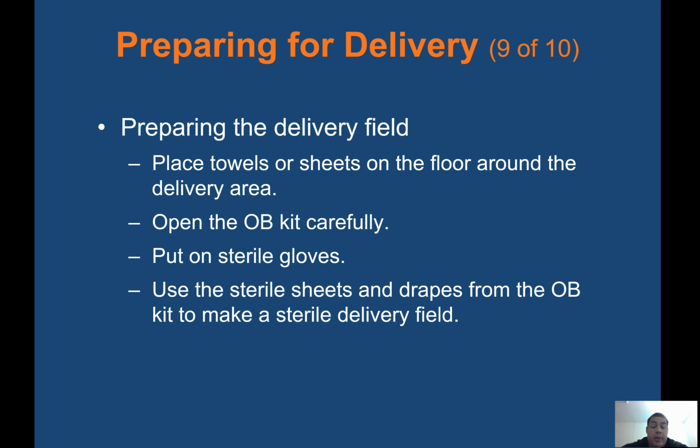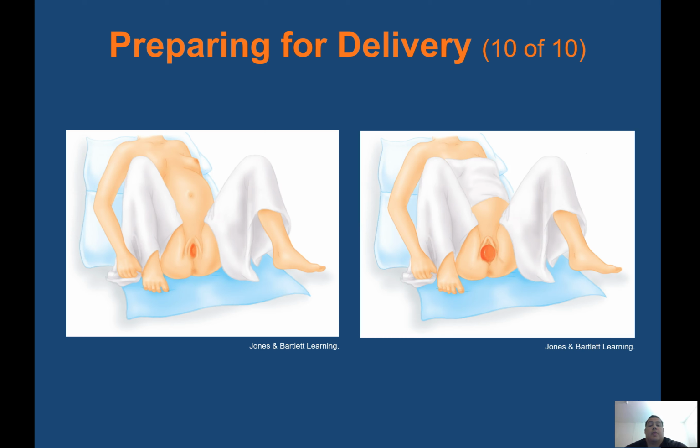Preparing the delivery field. Place towels or sheets on the floor around the delivery area. Open the OB kit carefully. Put on sterile gloves. Use the sterile sheets and drapes from the OB kit to make a sterile delivery field. So this is what it's going to look like. Have the patient sit up a little bit. Place a sterile sheet underneath the patient, and then prepare for delivery.